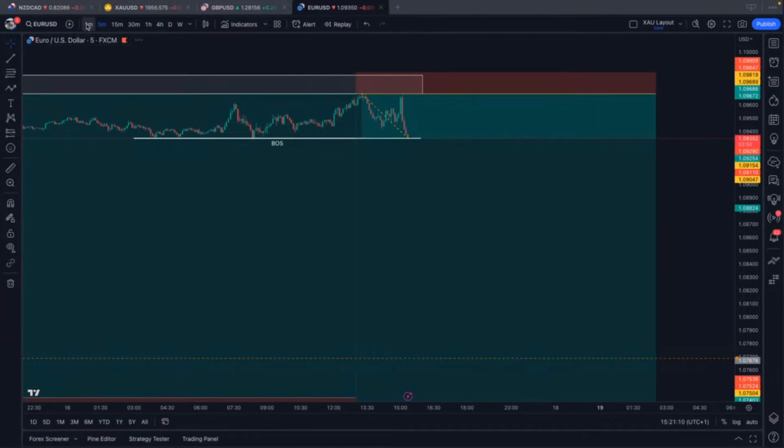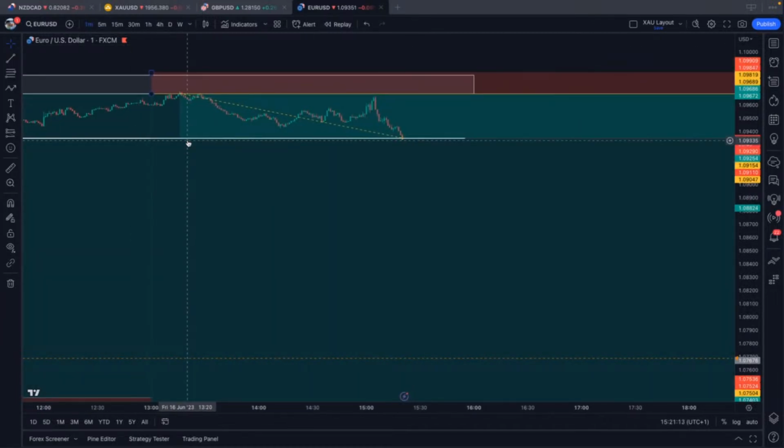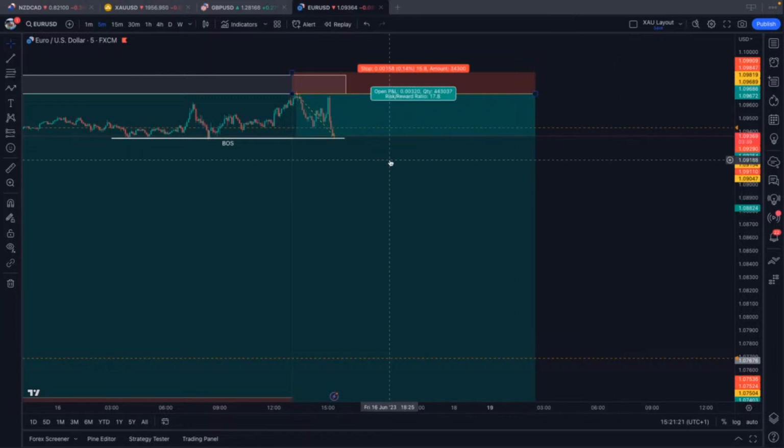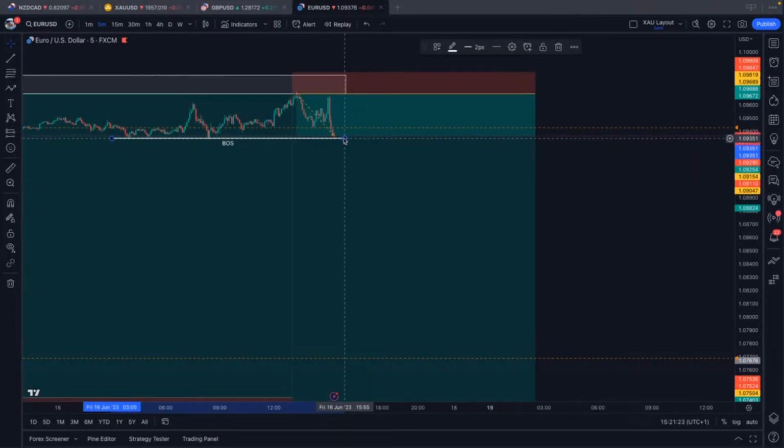But yeah, that's my analysis for Euro USD. What I'm going to do is I'm just going to set an alert around here just so I can see if price pings back up, giving me the opportunity to get involved in those shorts. Just highlight this to here.